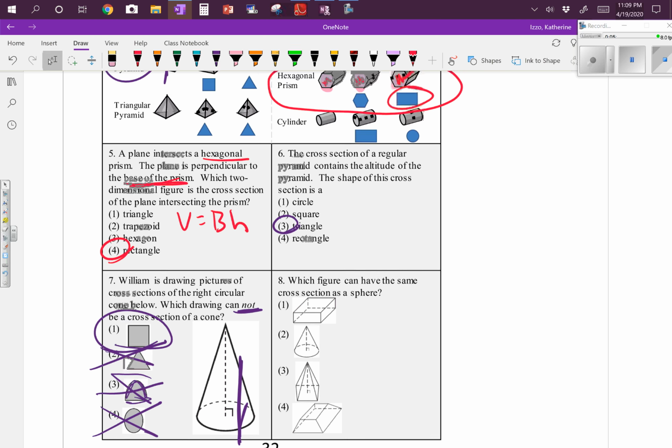Which figure can have the same cross section as a sphere? A sphere is a bubble. Yeah, so all cross sections of a sphere are going to be what? What are the cross sections of a sphere? A sphere is basically a what? It's a circle. So we're looking for which has the circle cross section. A circle cross section is going to be from our cone. It's the only place where we can get a nice circle cross section.